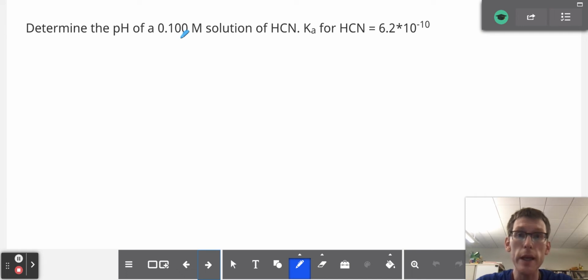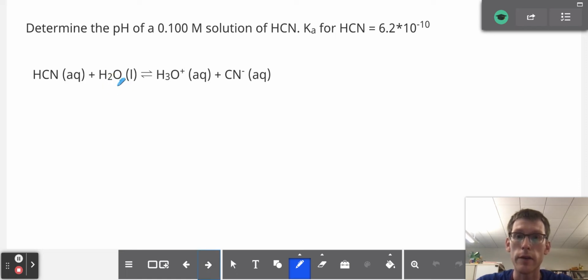But since this is a weak acid, it has a very low equilibrium constant, and that equilibrium favors the HCN rather than the dissociated H3O+ and CN-. So really, the equilibrium is very heavily favoring the left side. Still, we can calculate the amount of product, specifically H3O+, that does come from HCN dissociating. And we can do that using an ICE chart.